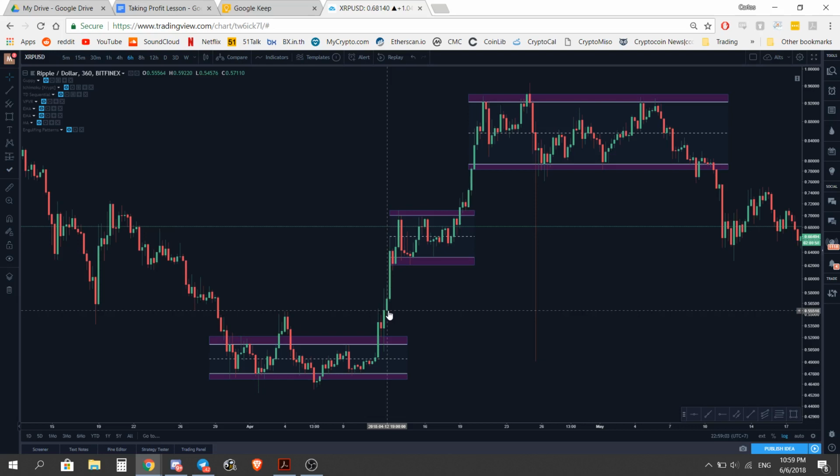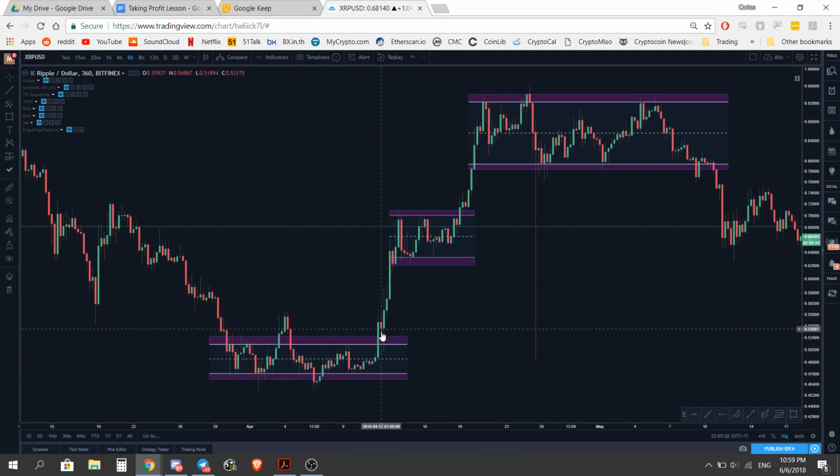So what I'm thinking here is, okay, if I get in here when we have an impulsion out of this range, my plan is once this re-enters a range and breaks downward, has a candle that closes downward out of the range, confirming distribution, that is when I will exit my trade.